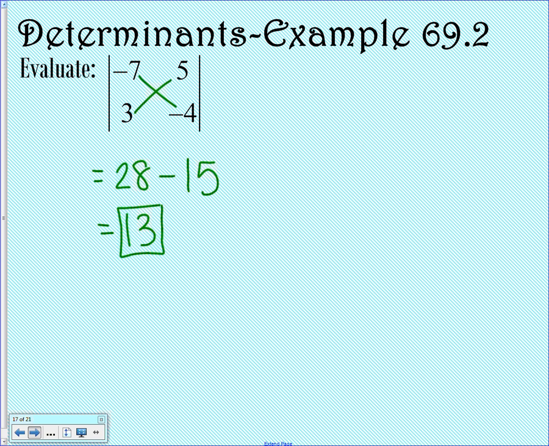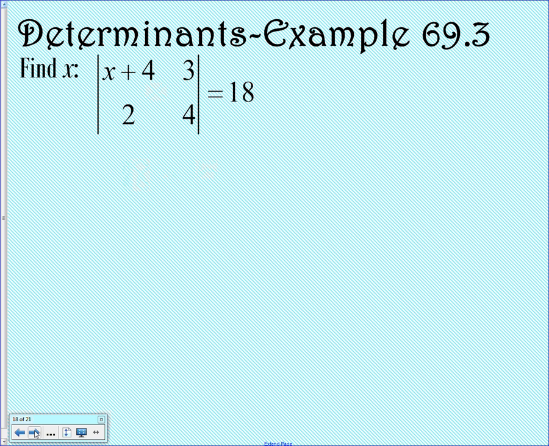They set it up a little bit differently. They tell us to find x. Well, we have the matrix, and they want us to find the determinant, but then they say it equals 18. So what that actually means is they did the determinant, and they figured out that it was 18. So we need to figure out what x plus 4 times 4 is. Well, that's going to be 4x plus 16. And then when we subtract 6, we end up getting for our answer 18.